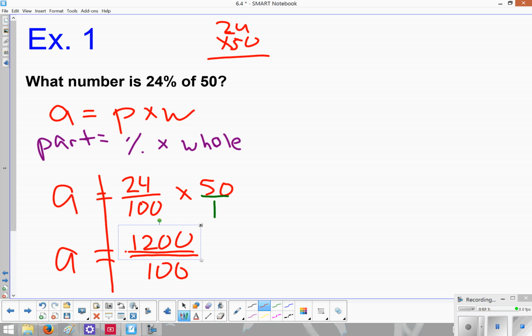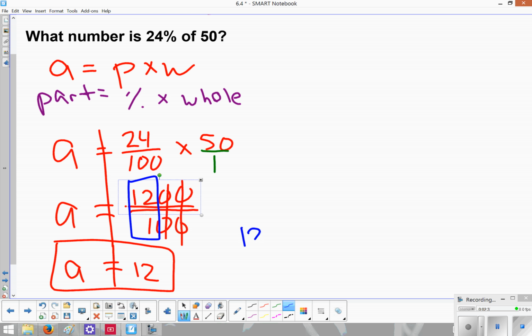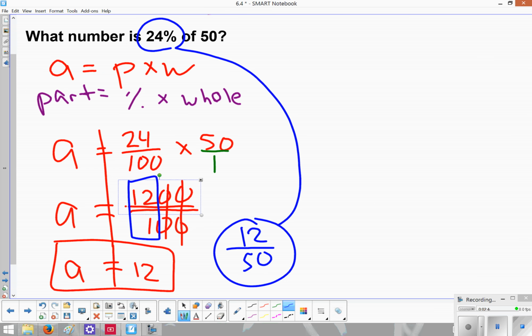Now, because you can pair up these zeros, we're going to go ahead and pair them up. Instead of doing the division, top goes in, bottom goes out, I have a total of 12 over 1. So this 12 over 1 really means 12. So our answer for A is A equals 12. Now what does this 12 mean? This 12 means that you got 12 correct out of how many? Out of 50. So the 12 will be on top, the 50 will be on the bottom. Now this is going to be the percentage of your grade. 12 out of 50 is 24%. So this is one way you can do it.